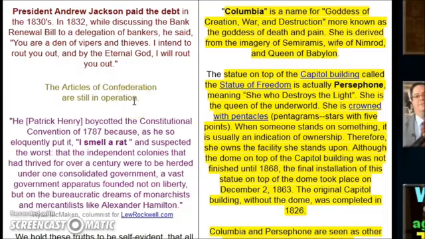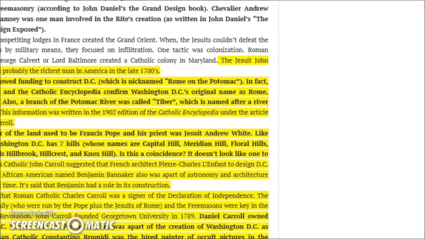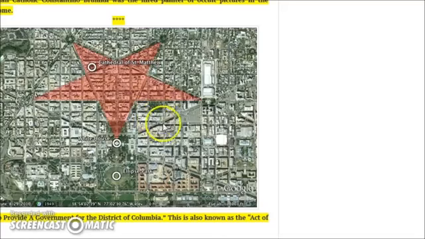So Columbia is a name for the goddess of creation, war, and destruction, more known as the goddess of death and pain. Wonderful. She is derived from the imagery of Semiramis, wife of Nimrod and queen of Babylon back in the Egyptian days. The statue on the top of the Capitol building, called the Statue of Freedom, is actually Persephone, meaning she who destroys light. She is the queen of the underworld. She is crowned with pentacles and pentagrams and stars with 5 points. And let's go back quick over here, and you can see Washington, D.C., laid out by L'Enfant, the Roman Catholic, in the shape of a pentagram.